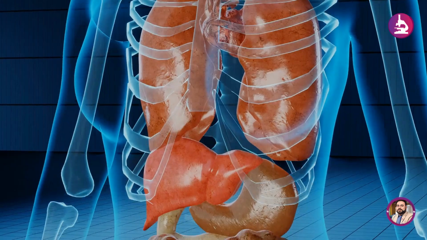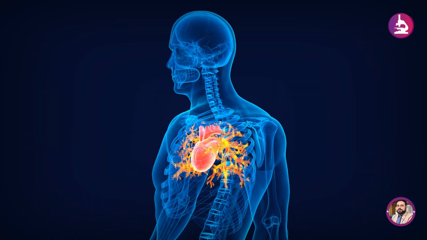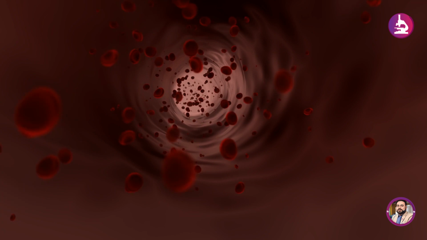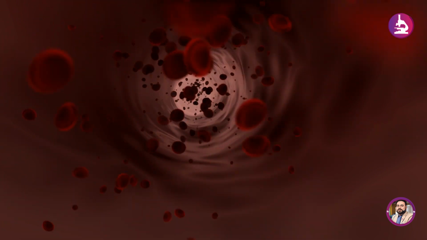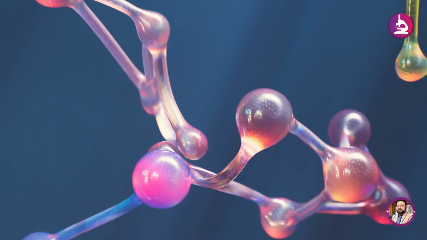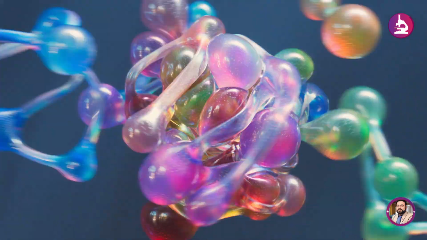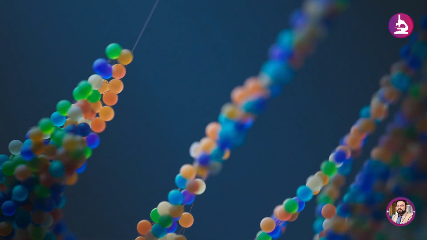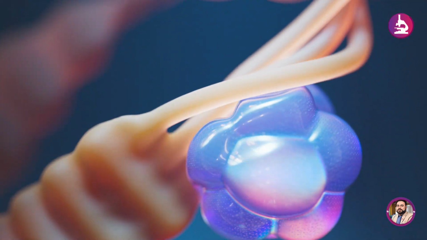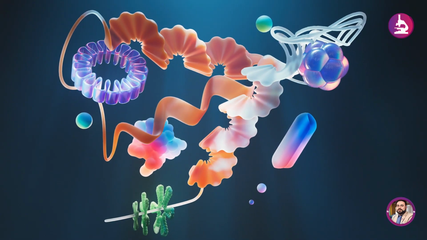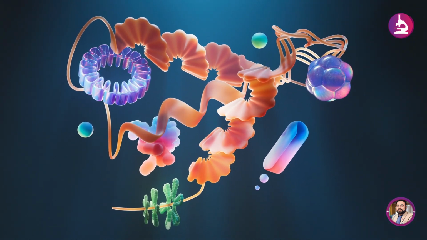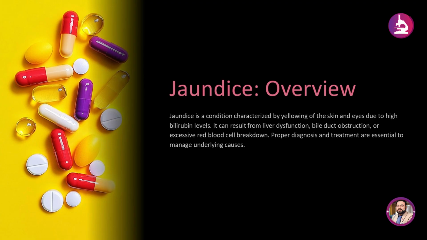1. Introduction to jaundice. Jaundice is a medical condition marked by the yellow discoloration of the skin, eyes, and mucous membranes due to excessive bilirubin in the blood. Bilirubin, a byproduct of red blood cell breakdown, is normally processed by the liver and excreted in bile. When this process is disrupted, whether due to excessive red blood cell destruction, liver dysfunction, or bile duct obstruction, bilirubin accumulates, leading to jaundice. This condition can affect individuals of all ages, from newborns to adults, and often signals an underlying health issue requiring medical evaluation.